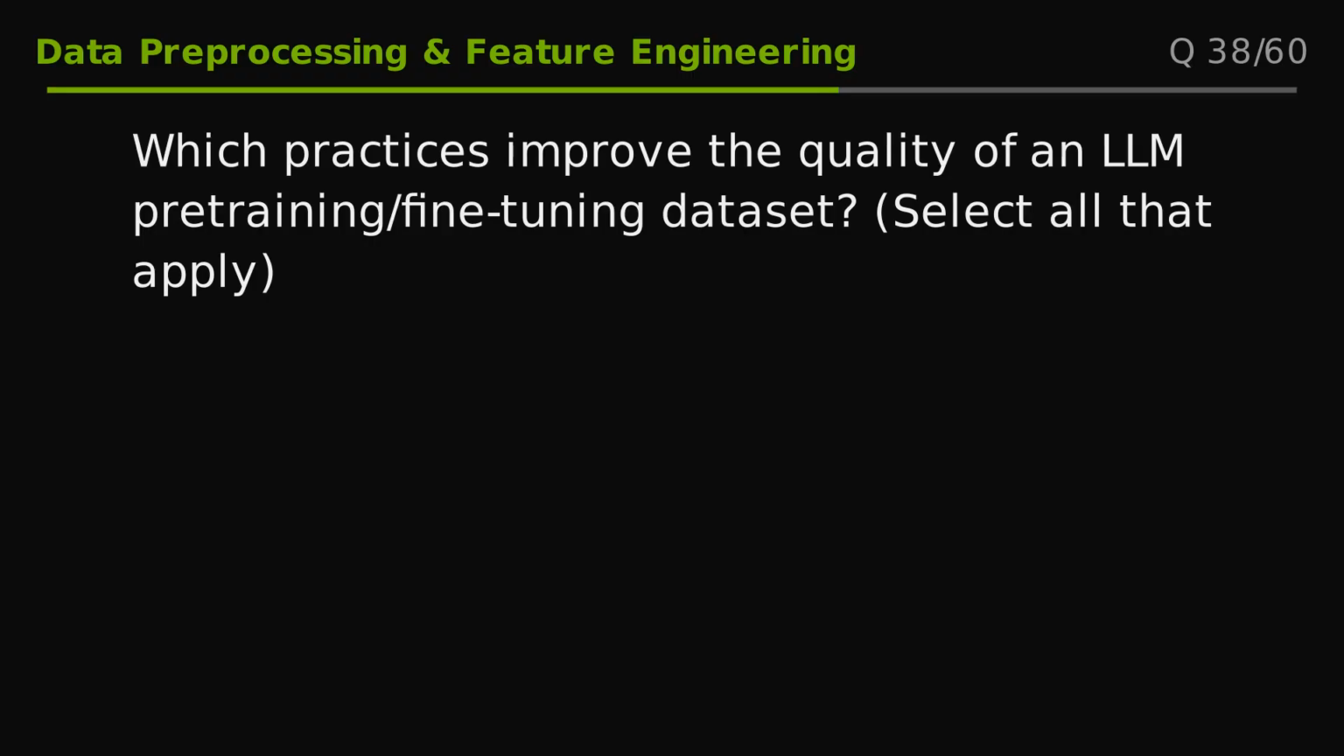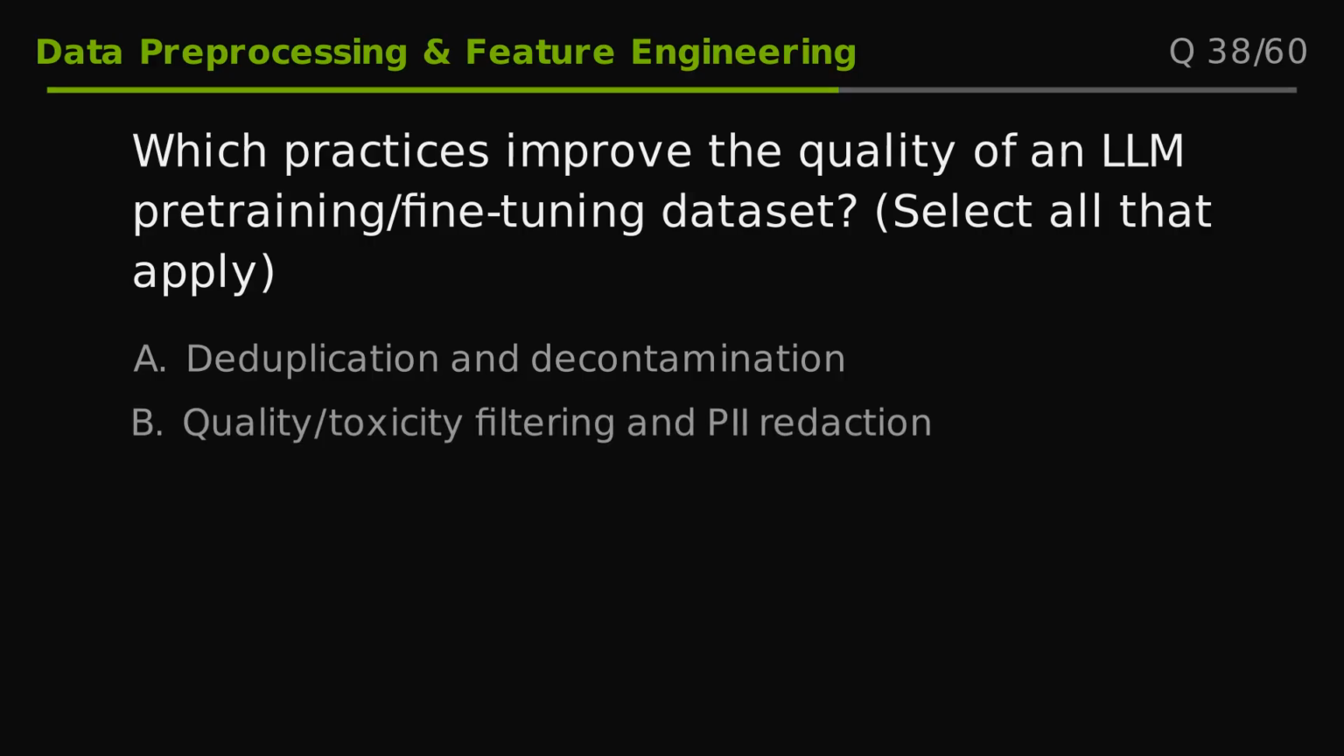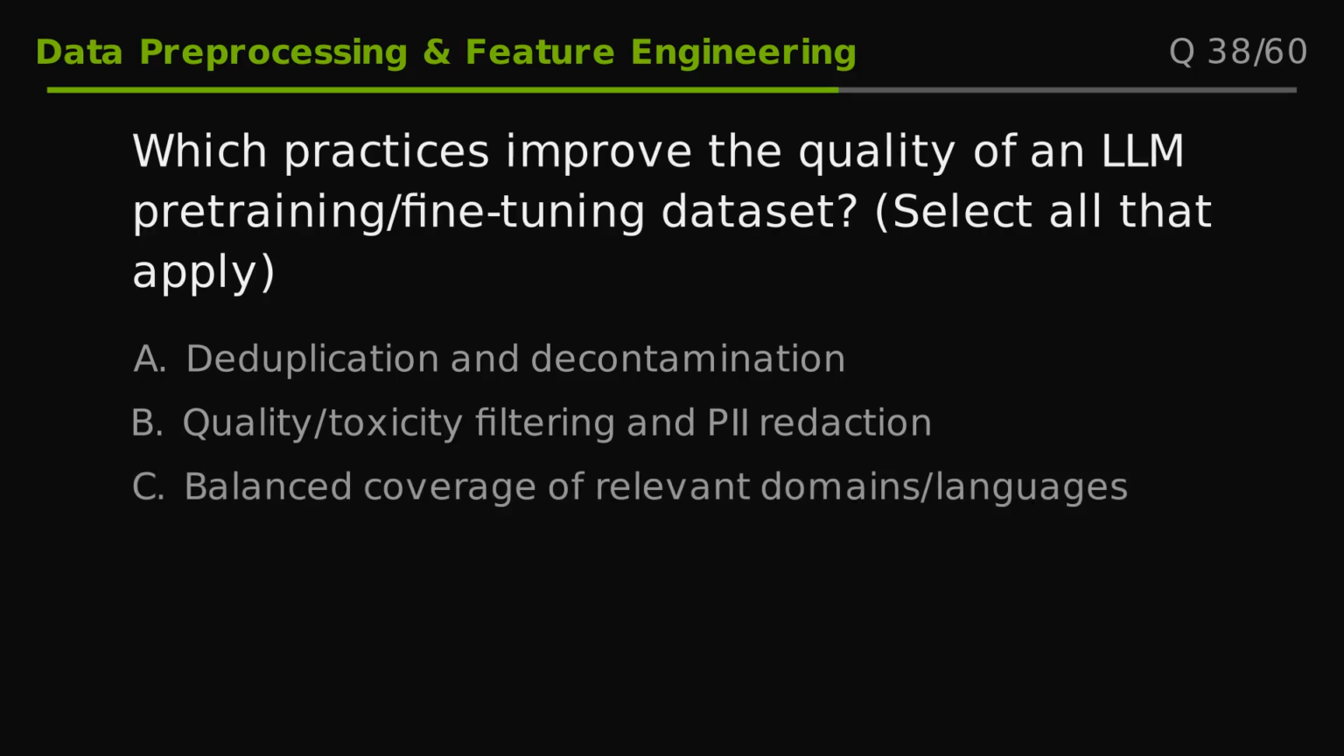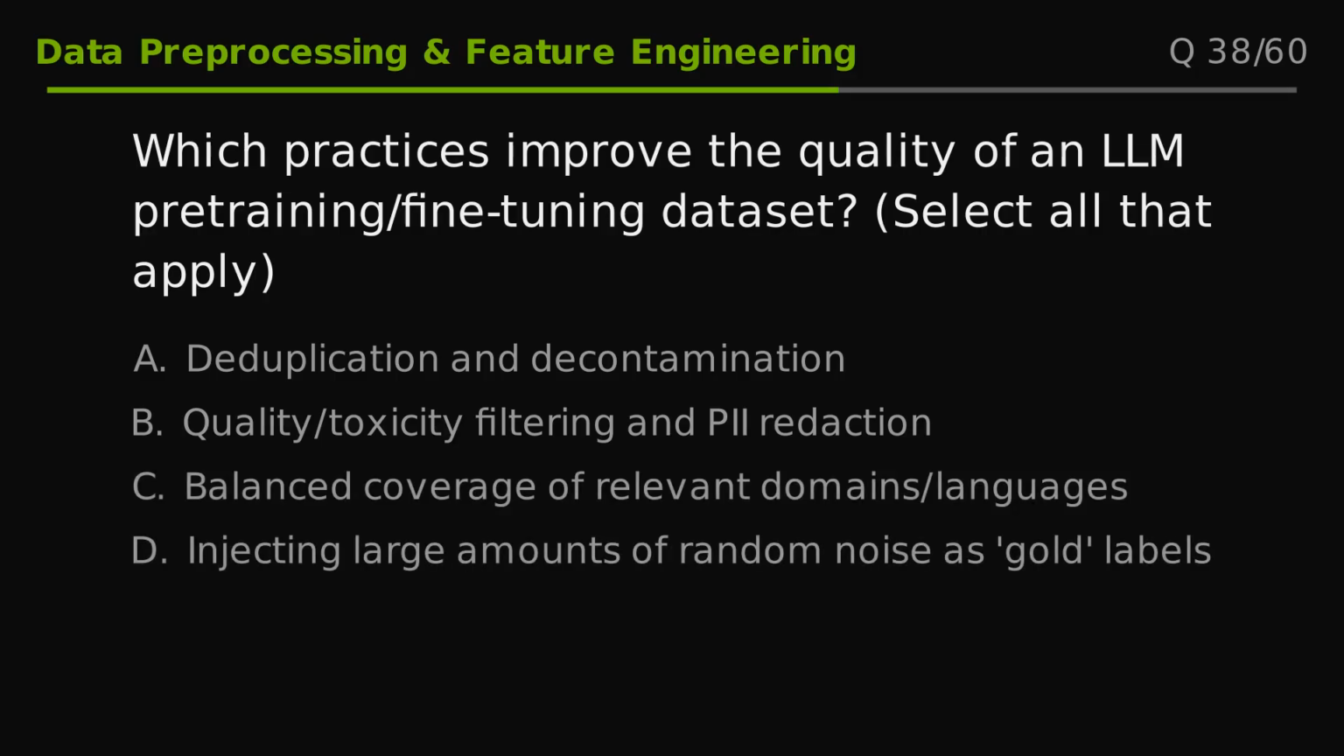Question 38. Which practices improve the quality of pre-training or fine-tuning datasets? Select all that apply. Option A. Deduplication and decontamination. Option B. Quality and toxicity filtering and PII redaction. Option C. Balance coverage of relevant domains and languages. Option D. Injecting large amounts of random noise as gold labels.